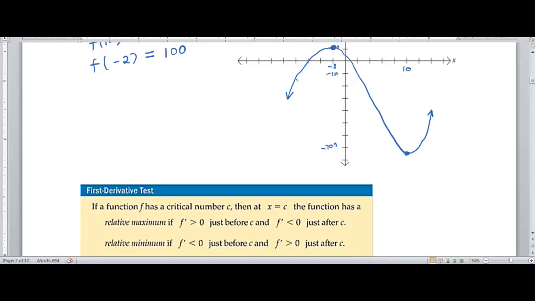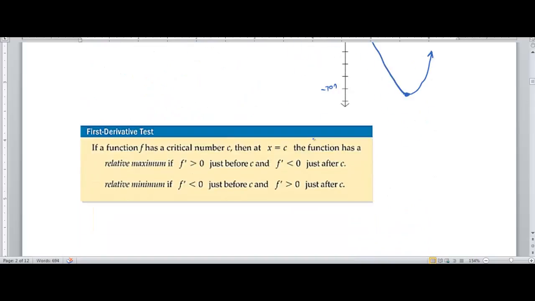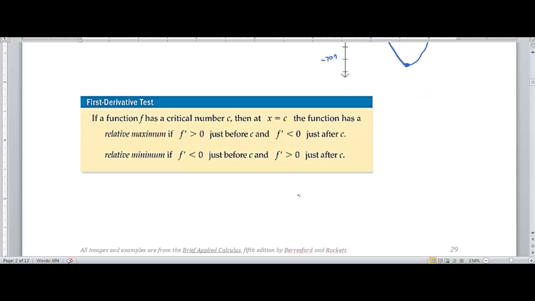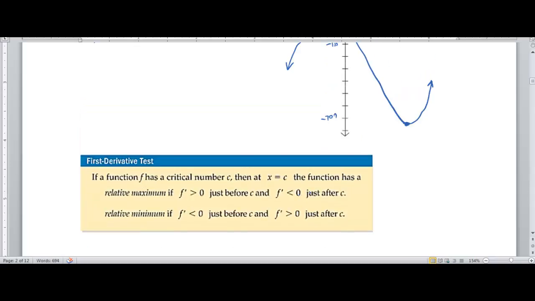So that is roughly what the graph looks like. Okay. If a function f has a critical number c, then at c the function has a relative max if the derivative is positive before c and negative after c. So this, if you draw it out, it's very easy to see this.